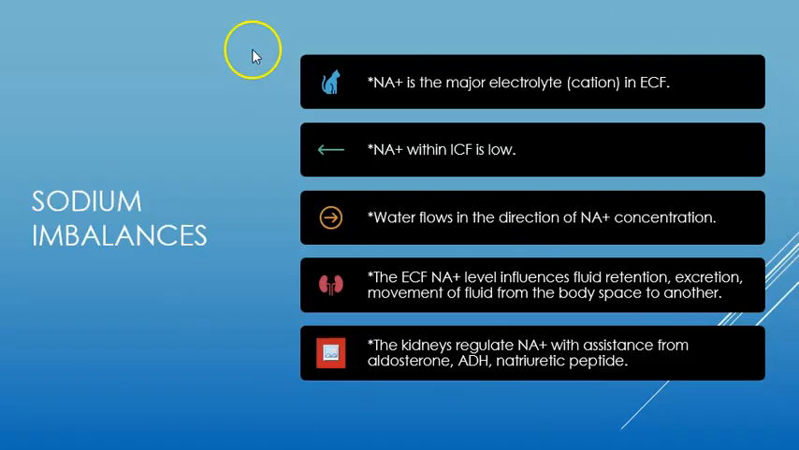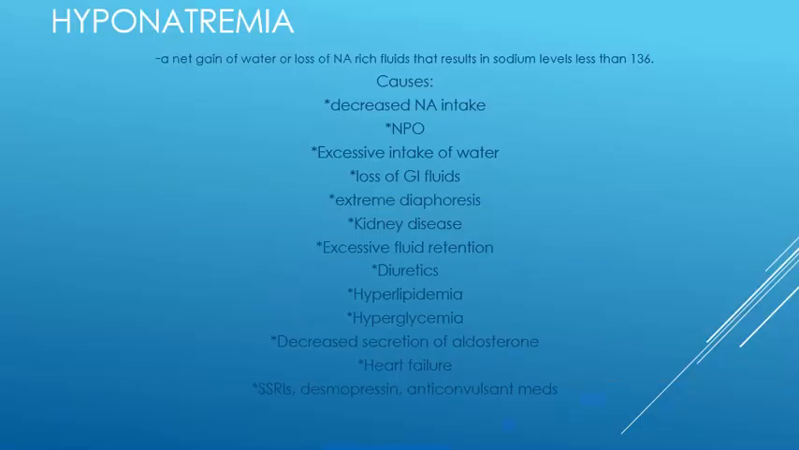The major area that we get sodium from is usually through the diet, and then we eliminate most of our sodium through the kidneys. So both of those things are very important to know. Hyponatremia is a net gain of water or loss of sodium that results in sodium levels less than 136.